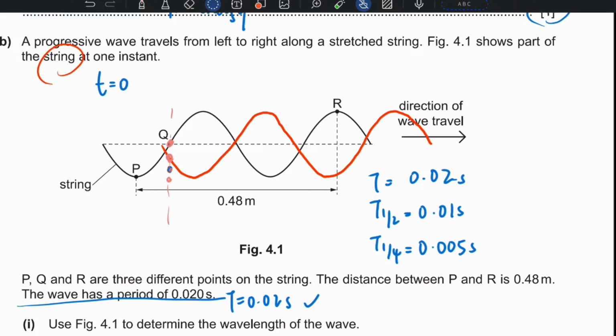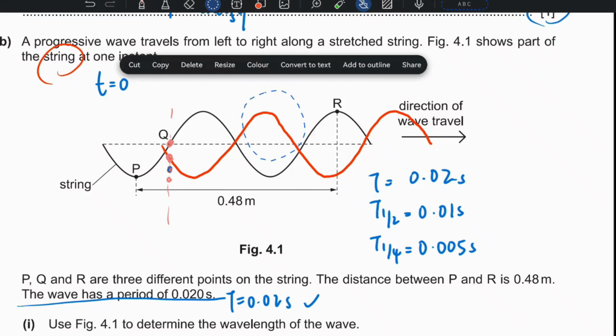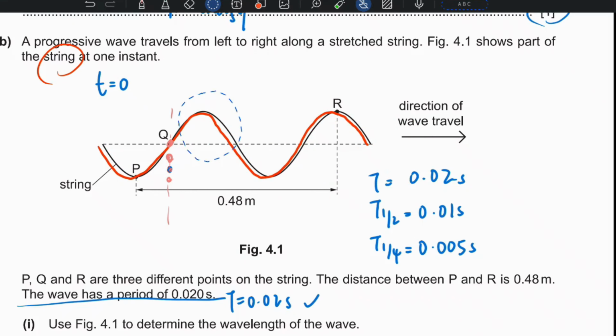So it's important to know whether the particle is moving downward or upward first. Let me give you another example. This is not asked by the question, but I'm just going to give you another example. Let's talk about this point.